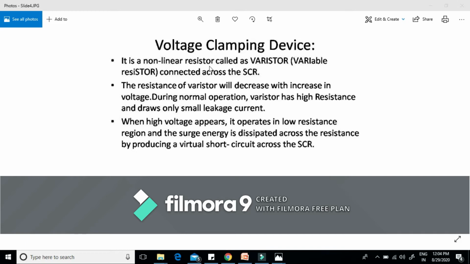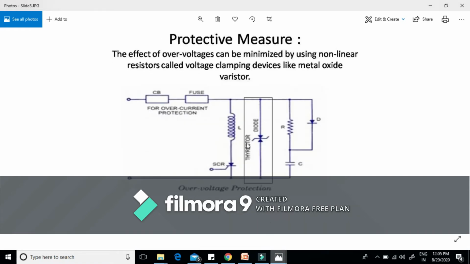That means across that parallel path, we have a low resistance, and the whole surge energy is dissipated across that virtual short circuit path, and that's connected in parallel across the SCR, and hence we are protecting the SCR from this high voltage. Moreover, for the overall protection of SCR, we are not using only a varistor in parallel with the SCR for the protection from over voltage.